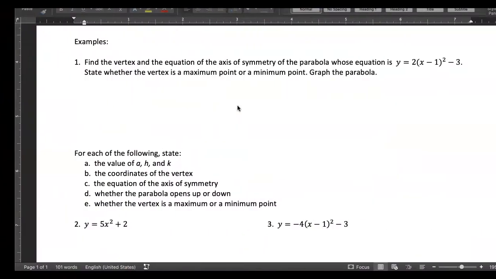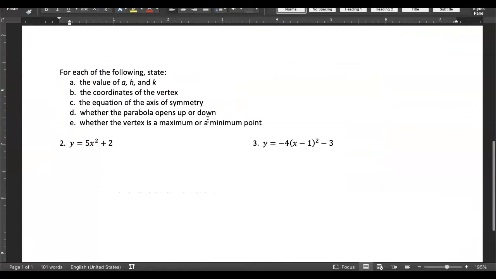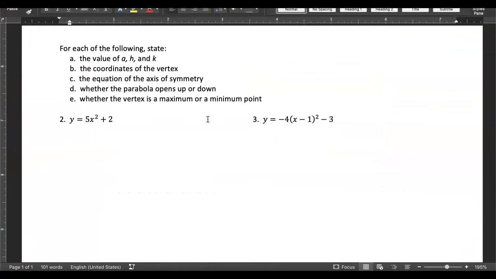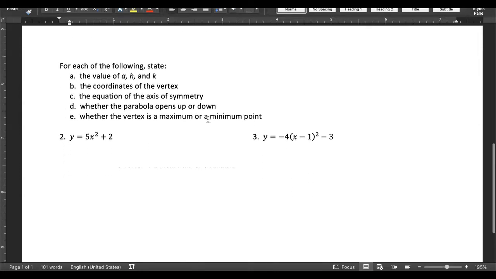So that's number 1. And then for number 2, we've got 2 examples here. So for each of these, we're going to go ahead and state the values of a, h, and k, the coordinates of the vertex. So as you can see, there's some overlap between a and b. The equation of the axis of symmetry. So it's kind of the same stuff as up above. We're just not going to graph it.